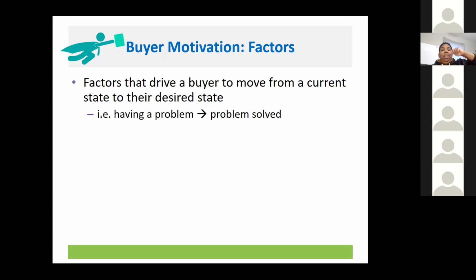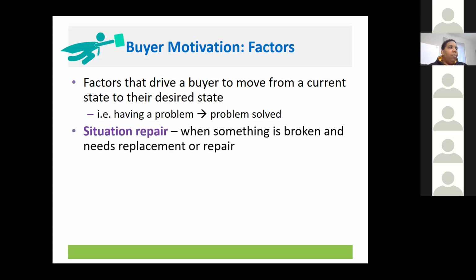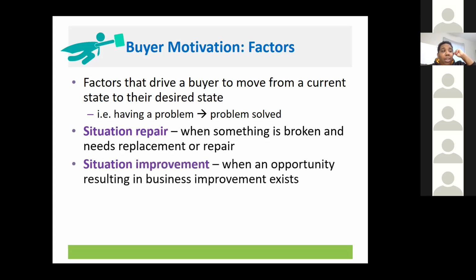You have your current state, and then you have a desired state. So if it's -4 degrees outside and I don't have a coat that's appropriate, I now have a problem. I need to solve that problem. I need to go buy a coat. All right. Situation repair is going to be our first buyer motivation factor. Something is broken, needs replacement, repair. Something is happening and it's not working well. We need to repair the situation. We need to make a purchase to fix it. Your car breaks down, that sends you into a buyer mode because you have to fix it.